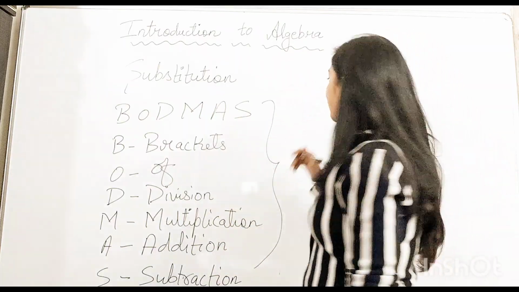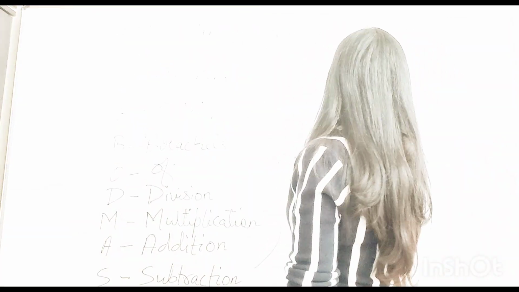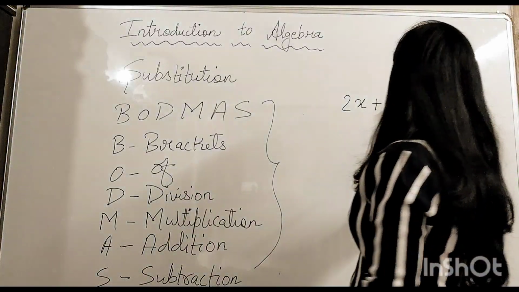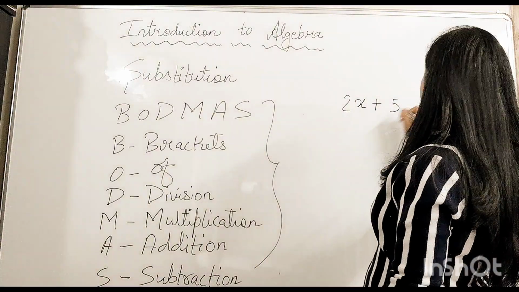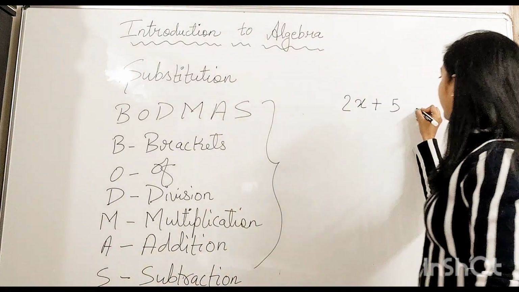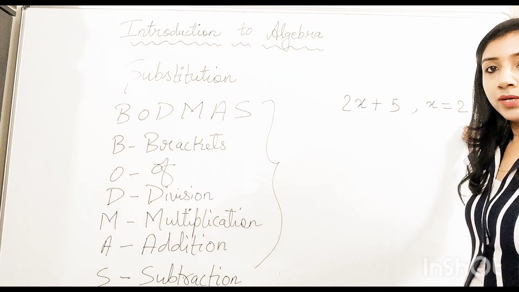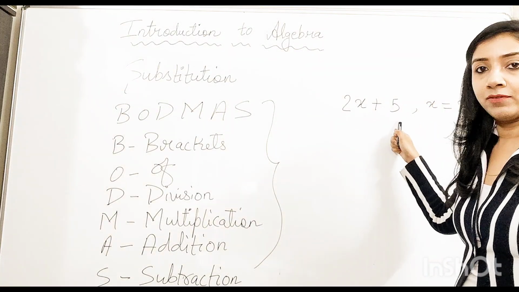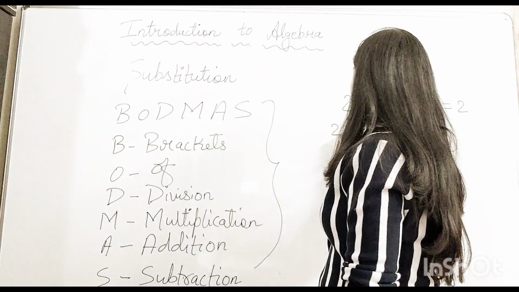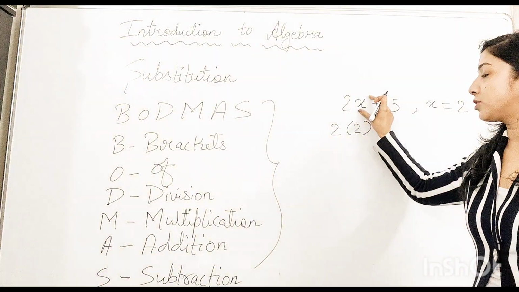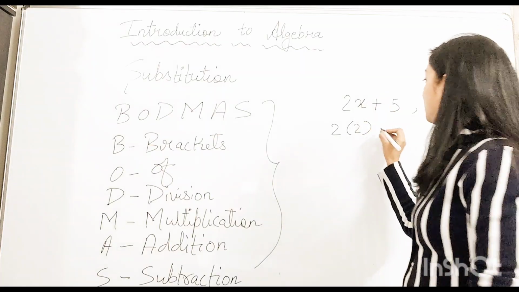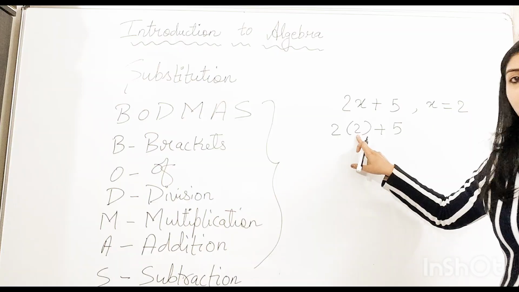Okay, let me give you one example. If I write 2x plus 5, okay, where x is equals to 2. x value is 2, 2x plus 5. So we will write it as 2, x value is 2, so in place of x we will write 2, plus 5. Now what is 2 times 2? 4.